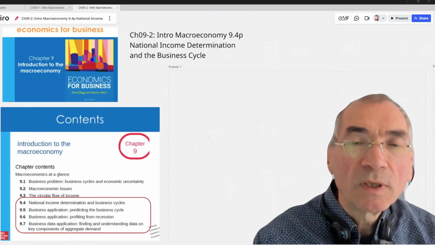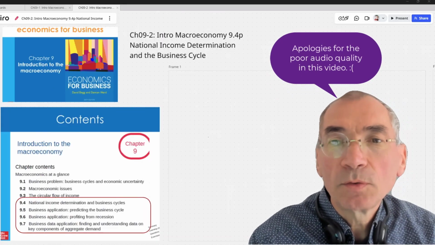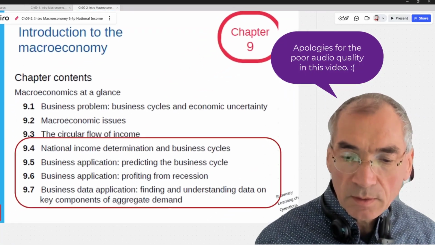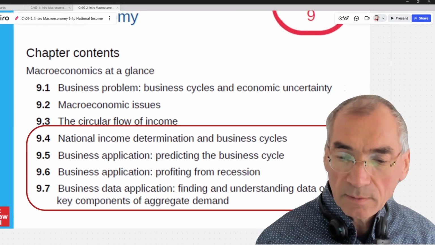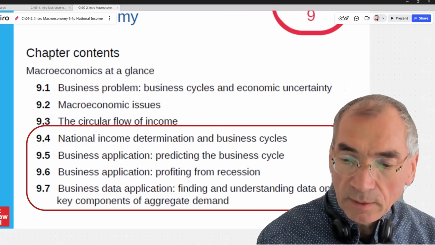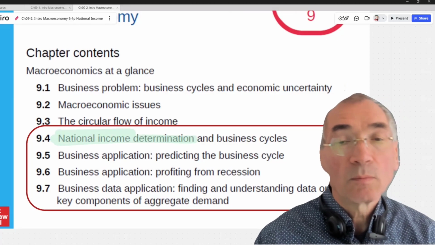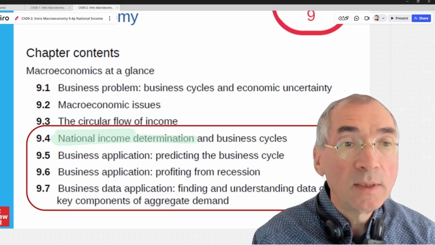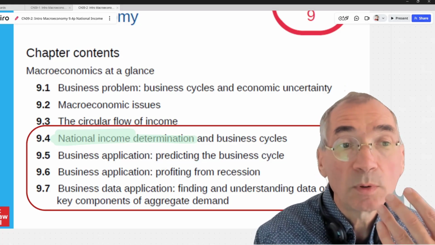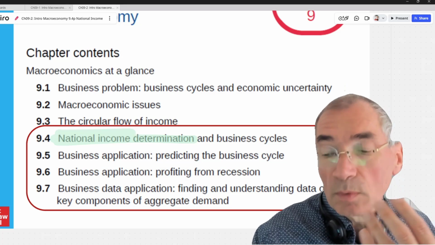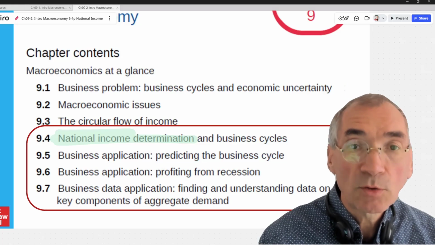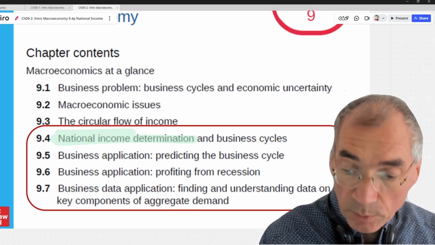Hi, Chapter 9, the second introduction to macroeconomics. When we look at the table of contents, we see that what we have in this video is national income determination. Basically, we're going to measure national income by looking at the GDP. So the GDP will be a topic here in this video, but also in Chapter 10, we learn more about measuring GDP and the actual numbers.